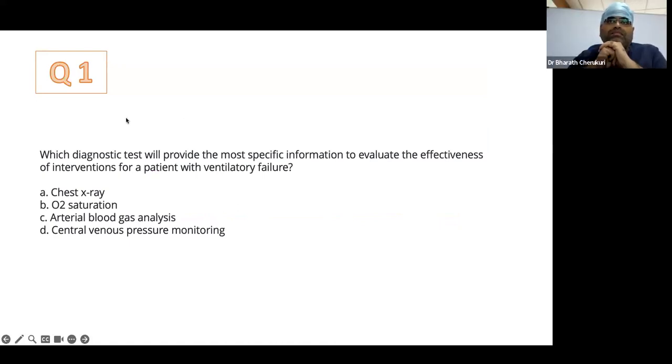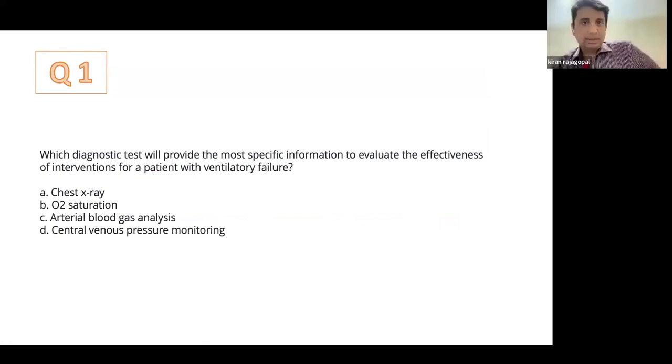Okay, fine. We will have some 6 MCQs, some 6 questions, and I think you should give the answers, right? Okay, first question: you have a patient with a respiratory failure, and you have done an ABG, you have done an X-ray, you have a CVP monitor, you have an SpO2 monitor, and among these monitoring techniques, which one will give the most specific information regarding the efficacy of the intervention we did for a patient with ventilator failure? Let us say a patient is having a respiratory failure, and you did something, you kept him on an IV, or you intubated, or you proned, or you did some intervention.